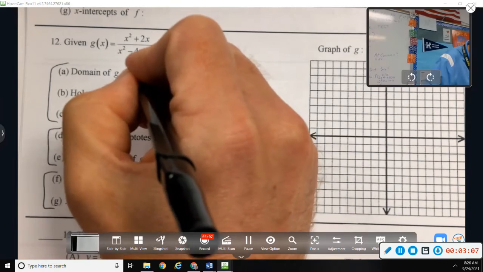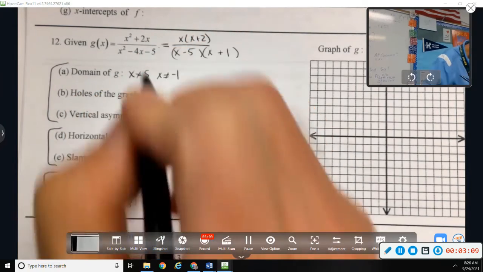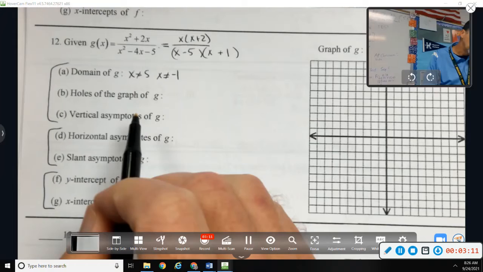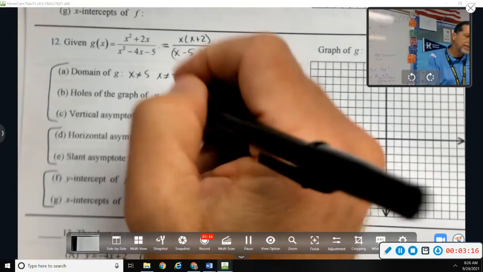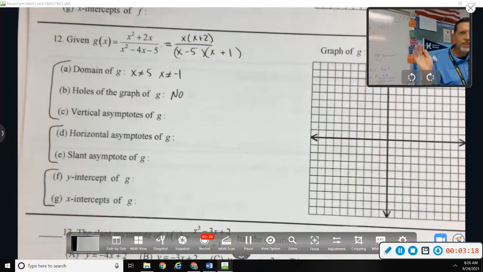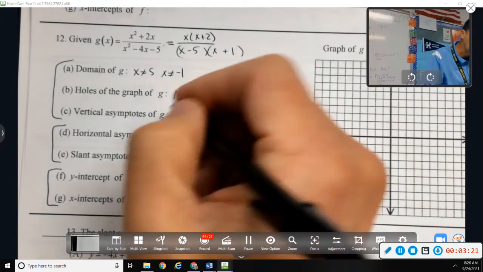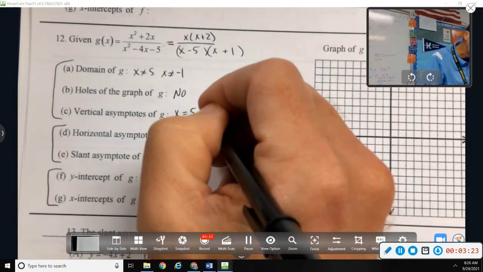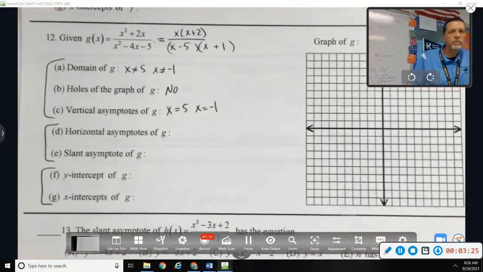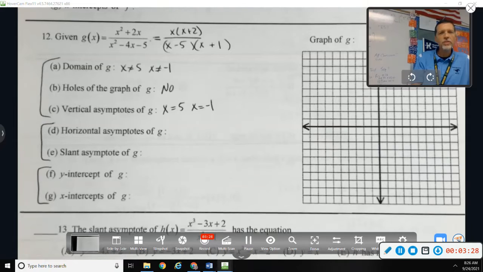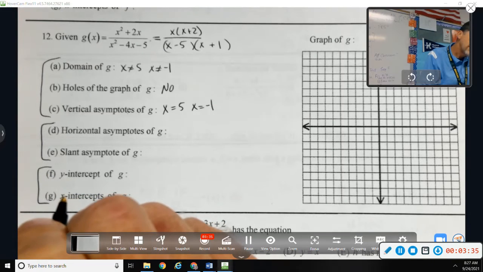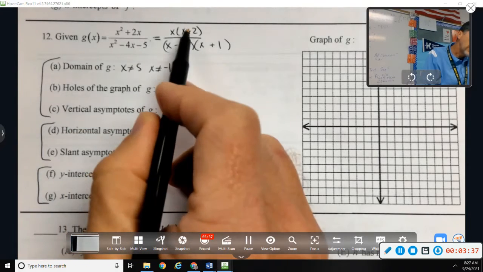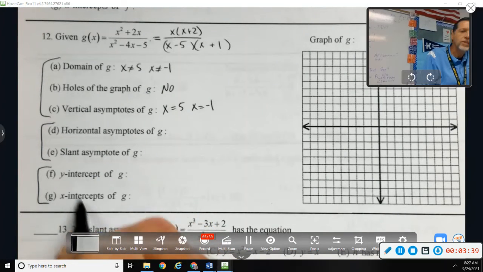X can't be 5, X can't be -1, because those are either holes or vertical asymptotes. Do we have any holes? Why not? Good, no factors canceled. And here's why I picked this problem. Both of those are vertical asymptotes. I don't know that we've seen one that has 2 vertical asymptotes yet. So x for the denominator is vertical, and the top gives the other ones. When the top is 0, that's going to lead to one of these intercepts down here.